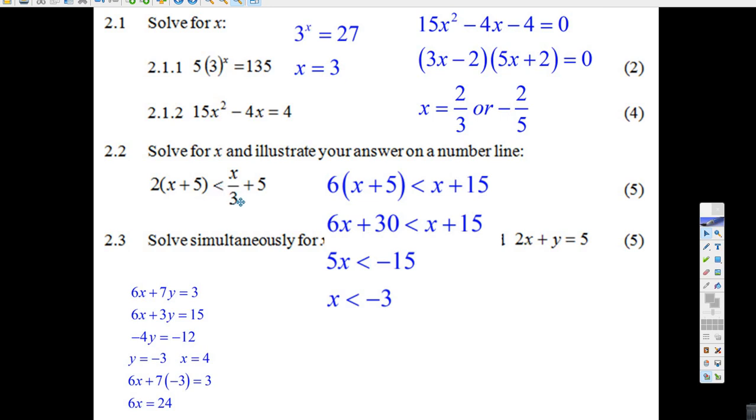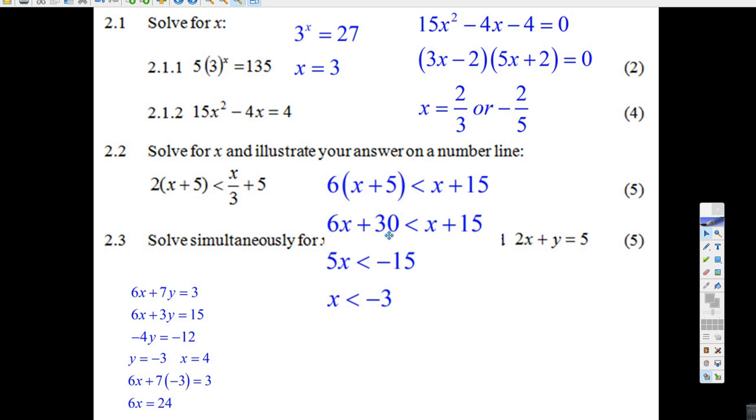Well, there's a fraction here of 3. You don't like that, so you've got to multiply everything by 3. 5 times 3 gives you 15. 3 times x over 3 cancels. And 3 times 2 gives you 6. So you'd turn it into this much easier thing. It'd be 6 times x plus 5 is less than x plus 15. Well, you multiply this out, you get 6x plus 30.